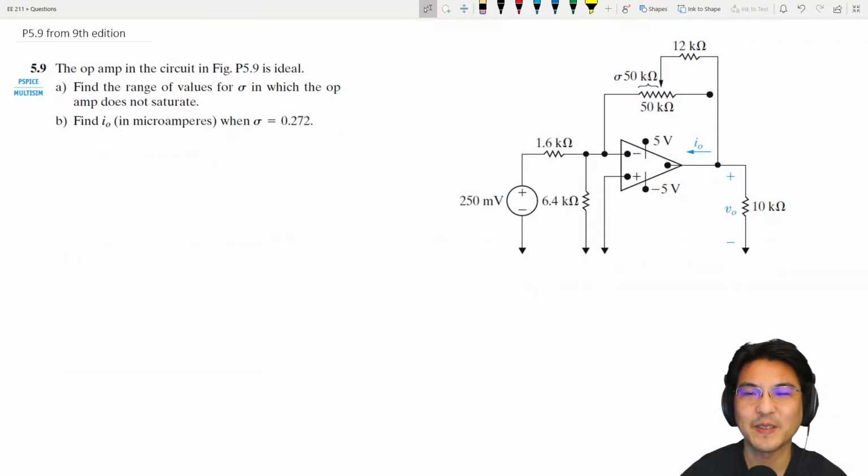Hey everybody, let's give this op-amp problem a try. This particular one has a potentiometer here. It's kind of like an adjustable resistor. You see how this end is just floating?